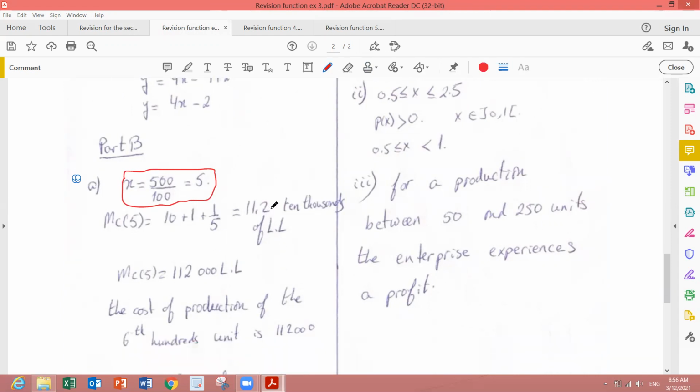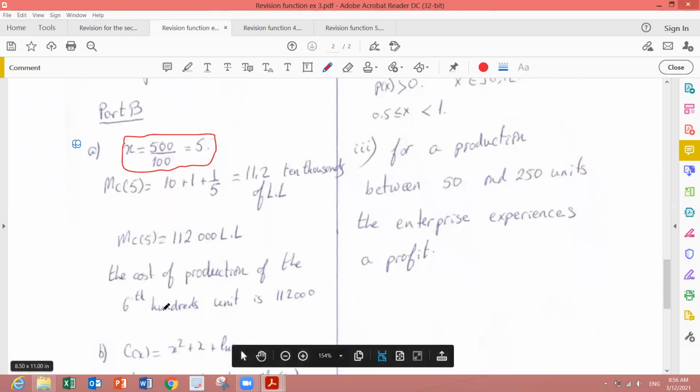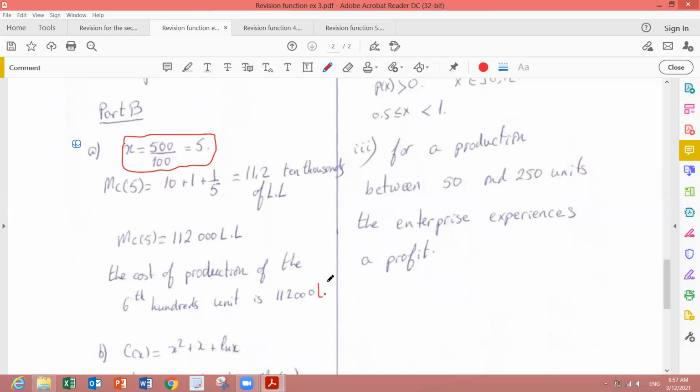So MC of 5, we multiply it by 10,000, we get 112,000 Lebanese lira. If you are asked about the economical interpretation, it is the cost of production of the 600th unit, because here for MC of 5, we added 1. So the cost of production of the 600th unit is 112,000 Lebanese lira. But here you are not asked about the economical interpretation. In case you are asked, this is the answer.